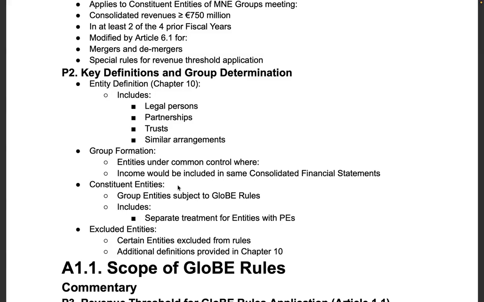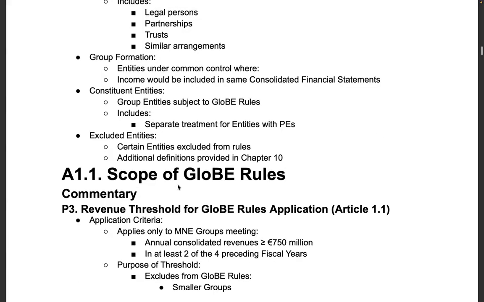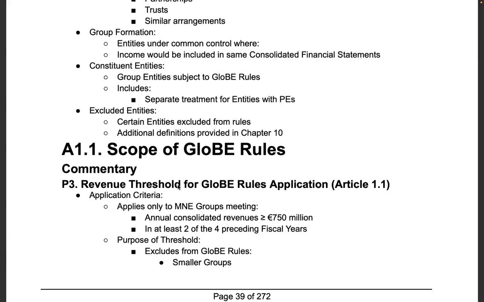Now, excluded entities have also been addressed in chapter 1 itself. You will see in the last parts of the chapter, which addresses excluded entities, that certain entities are excluded from the rules. Additional definitions of excluded entities we'll be able to find in chapter 10. Now, the very first article of this chapter 1, Article 1.1, is the scope of GloBE rules.